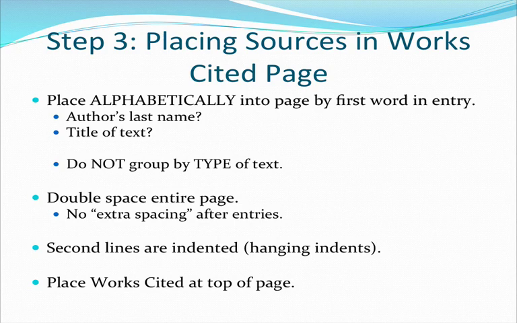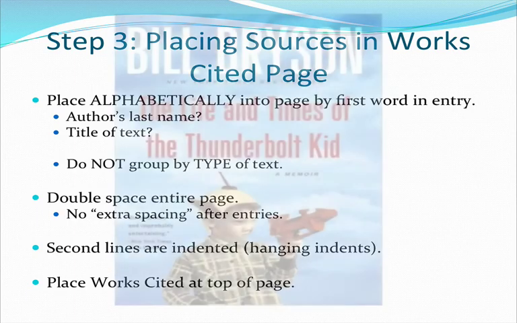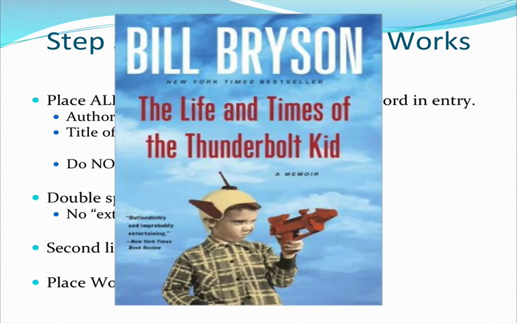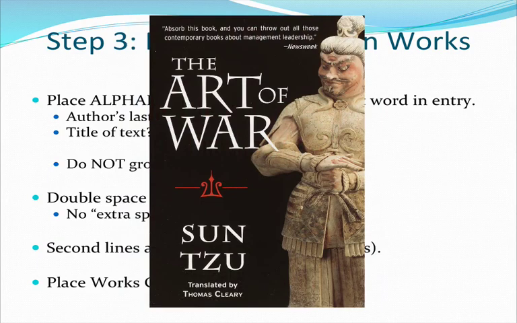If for some reason you have some texts that don't have authors' names, then you're going to alphabetize by the next entry part that you come to, which is basically the title. So if we have The Life and Times of the Thunderbolt Kid as a book, we're not going to alphabetize by T as in the, we're going to alphabetize by L for life, The Life and Times. If we're using The Art of War, we're going to alphabetize by A.